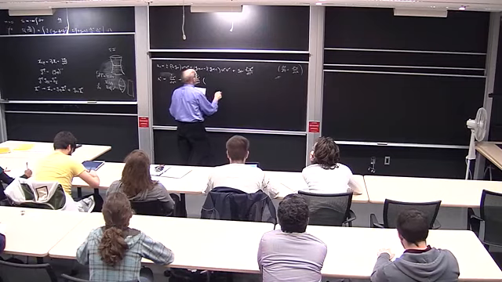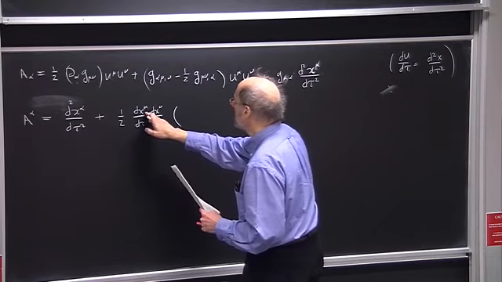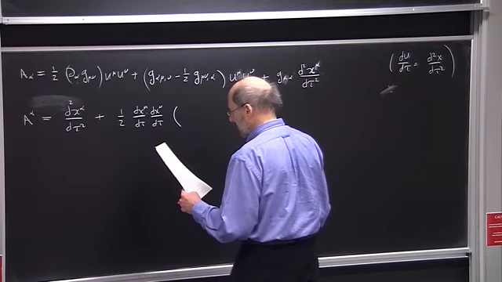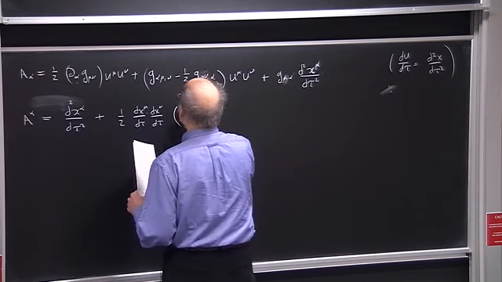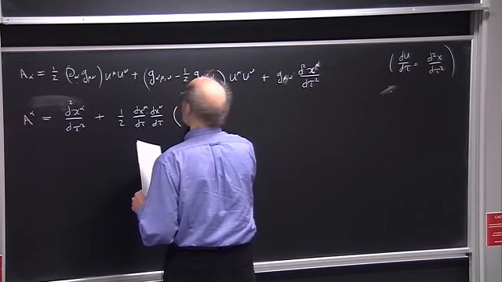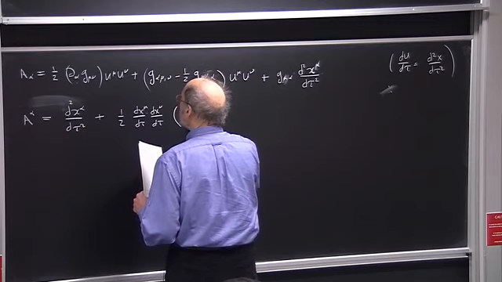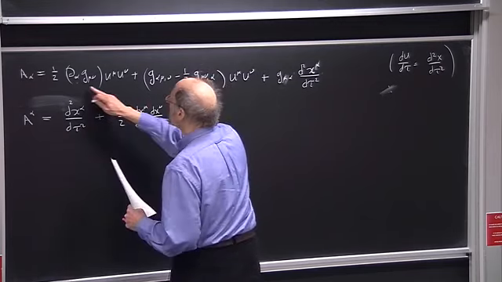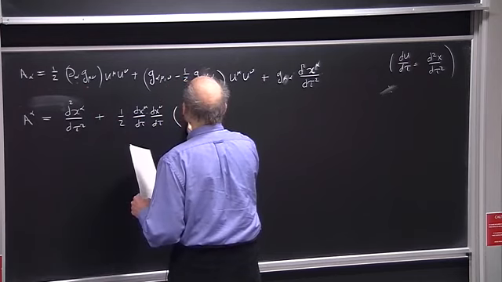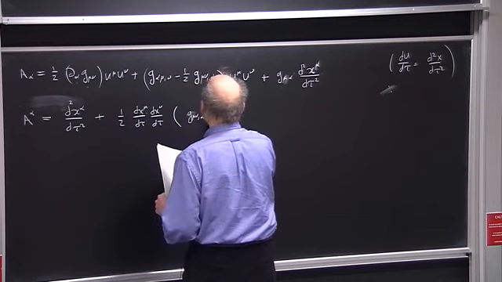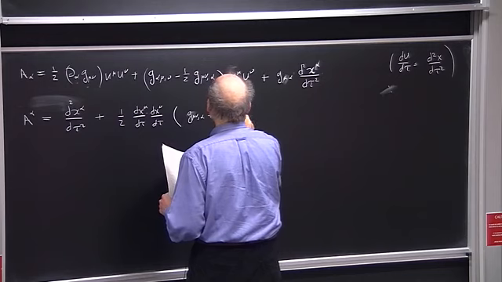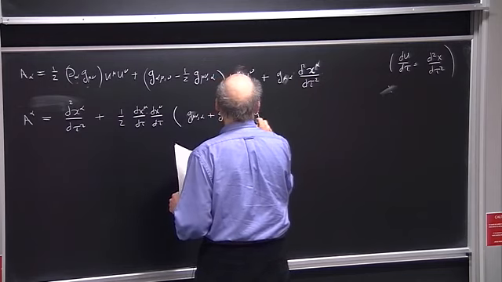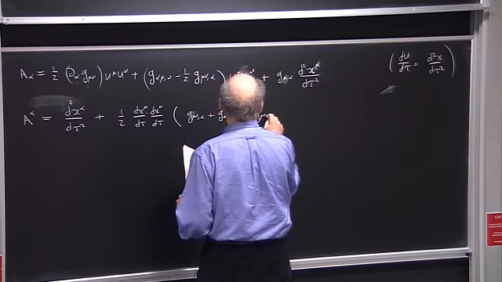So now what's here? We have something multiplying u mu u nu, and what is it? So it's g mu nu alpha plus g alpha mu nu minus 1/2 g mu nu alpha.